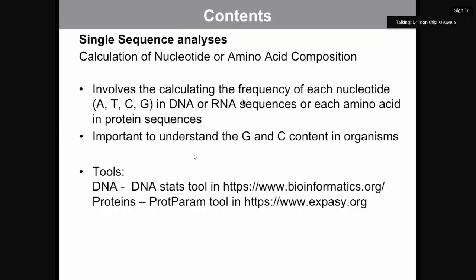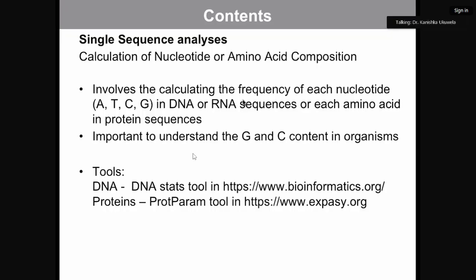So let's look at the calculation of nucleotide or amino acid composition from the sequence of a protein coding sequence. One important thing about looking at the nucleotide composition is that you're of course counting the adenine, thymine, cytosine, and guanine, or ATGCs, in DNA. If it's RNA, you look at adenine, uracil, cytosine, and guanine. The important aspect of this is understanding the GC content.